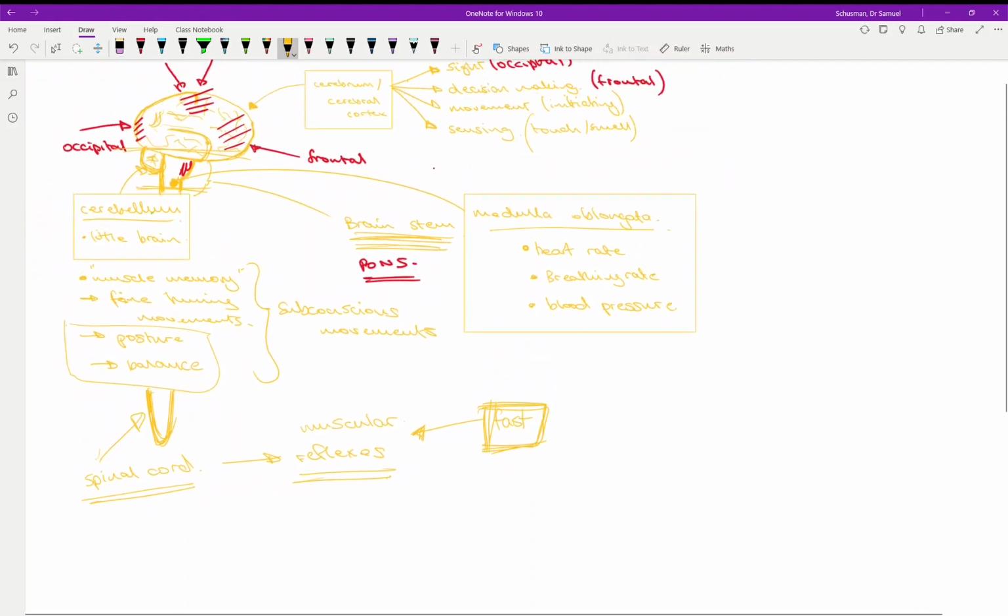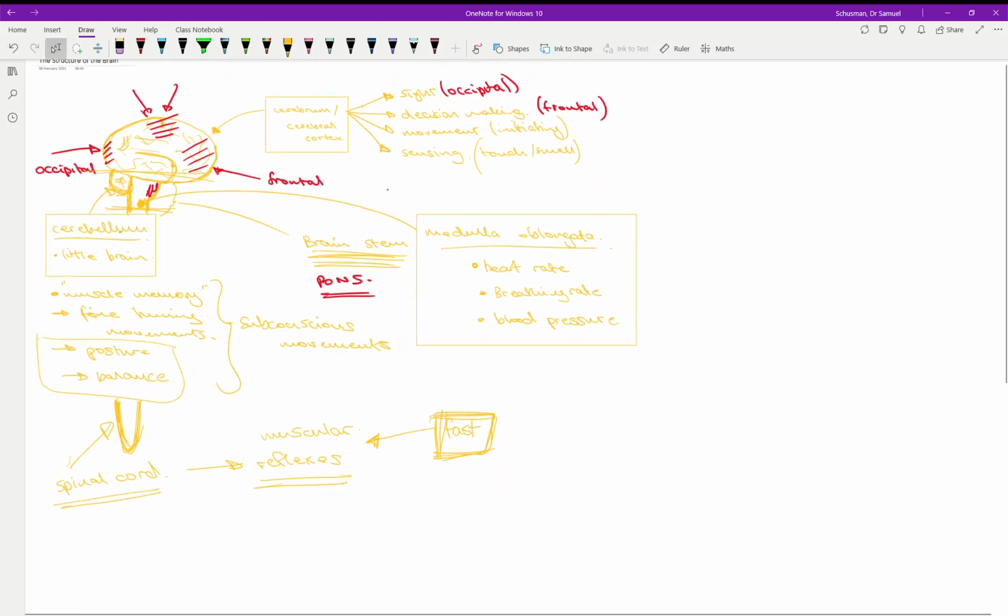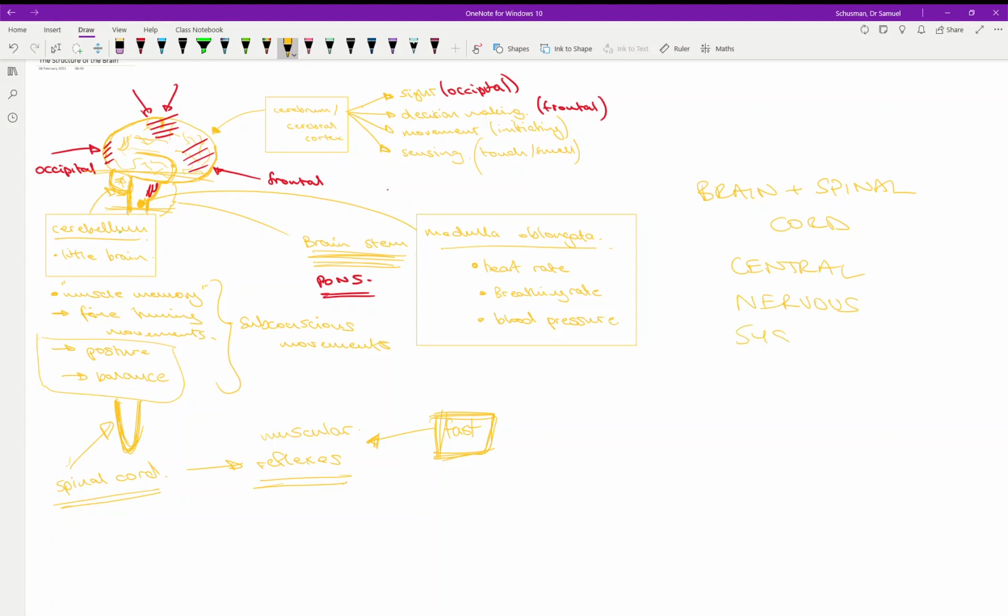And finally, I just want to make it abundantly clear. Your brain plus your spinal cord is your central nervous system, which is shortened a lot to CNS. And this is just billions and billions, maybe even trillions, we're not too sure, of nerve cells.